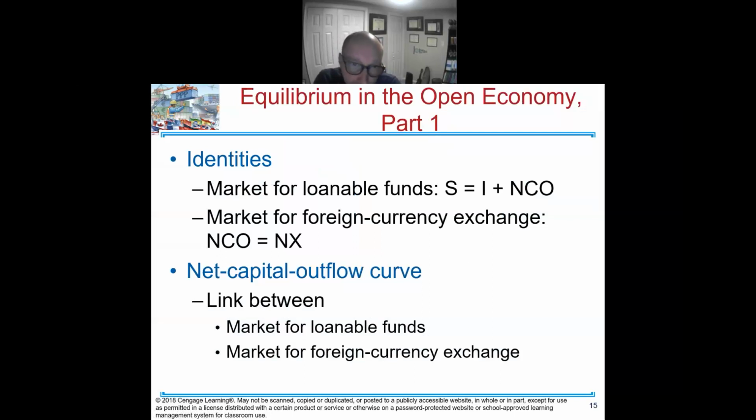When there's equilibrium in the open economy, it helps us to identify the market for loanable funds. The market for loanable funds, as you know, is the demand for loans from banks. It's based off of the savings rate. So the formula for the market for loanable funds is simply that savings equals investment plus net capital outflow.